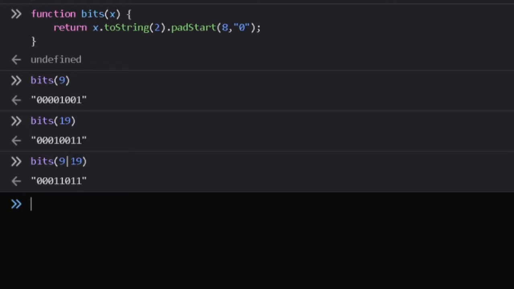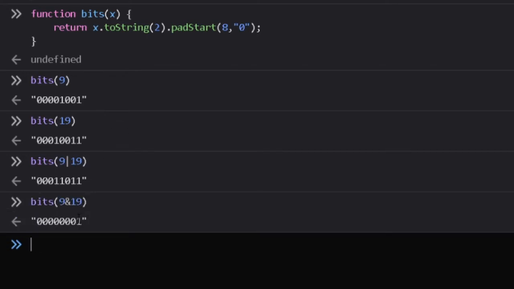AND works a separate way. AND is like multiplying the values together. If we do 9 AND 19, we can see the only value in the bit set to 1 is the first bit here. This is because if we look at 9 and 19, if we multiply 1 and 1 here, we get 1, which is the first bit. But everywhere else here, if we multiply 0 and 1, we get 0. Right here again, if we multiply 1 and 0, we get 0. So AND is like multiplying each bit with each other.